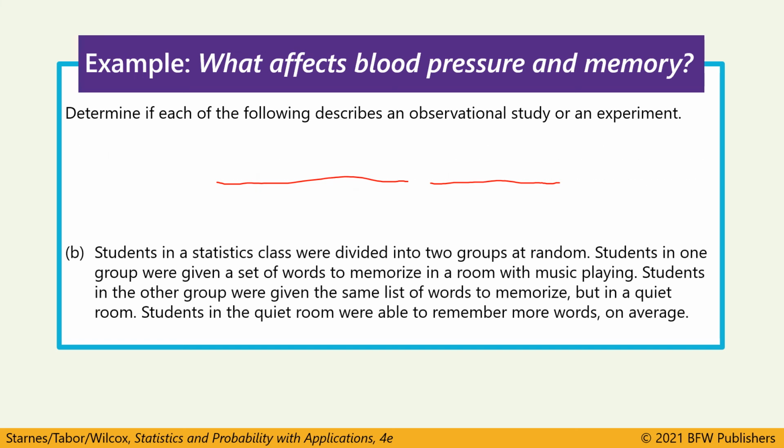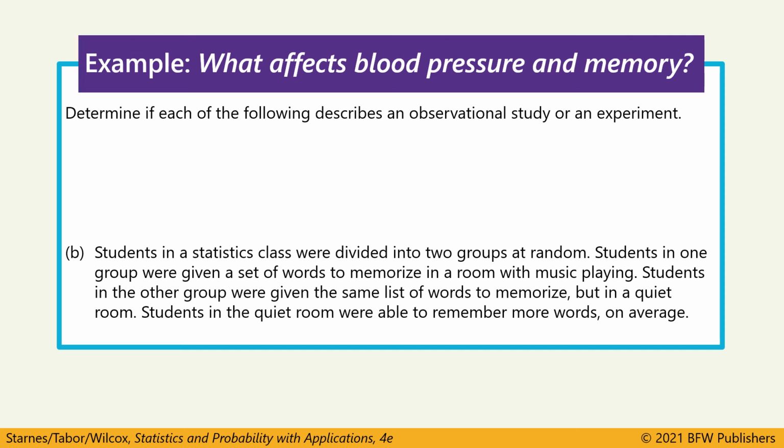In Part B, students in a statistics class were divided into two groups at random. Students in one group were given a set of words to memorize in a room with music playing. The other group had the same list of words to memorize, but in a quiet room. Students in the quiet room were able to remember more words on average.